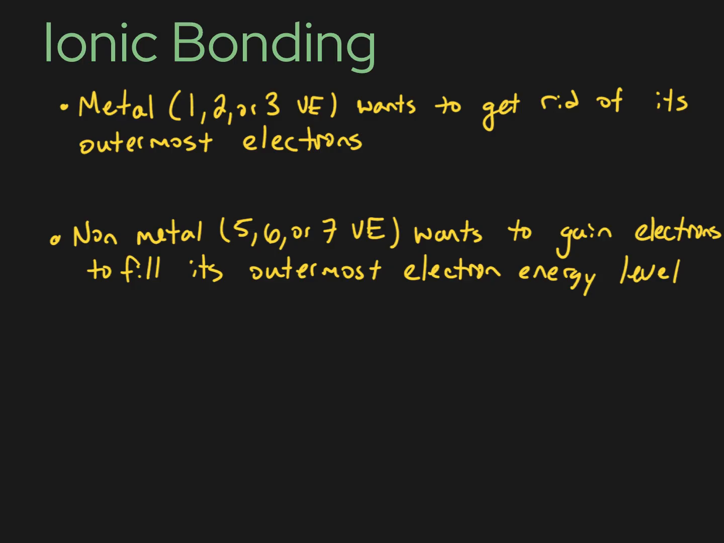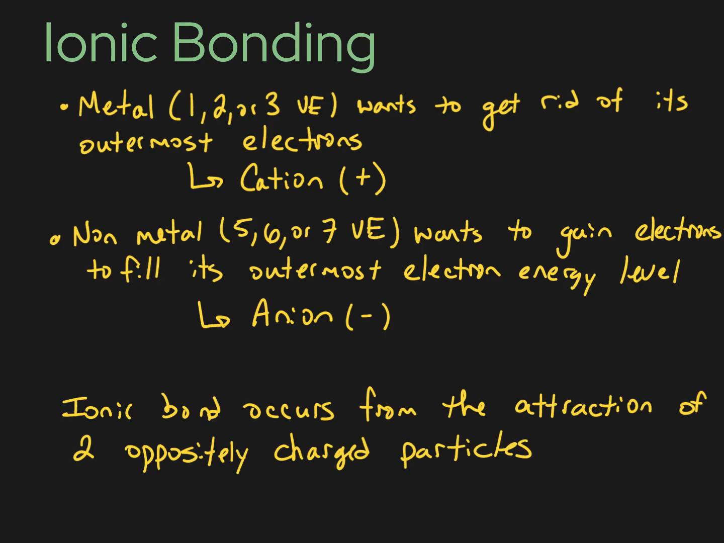And at that point, they are oppositely charged particles. The metal is now a positive ion, which we call a cation, and the nonmetal is now a negative ion, which we call an anion. And these two particles will now ionically bond due to their opposite attraction. An ionic bond happens when oppositely charged ions, or particles, attract.